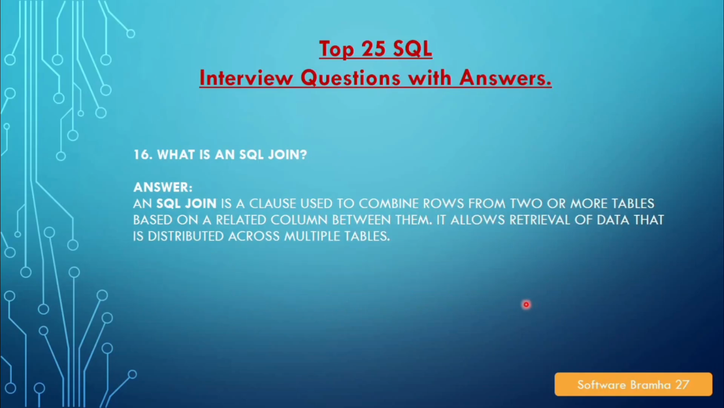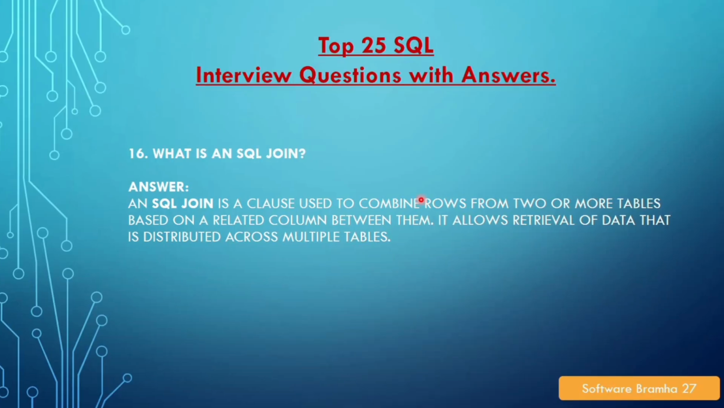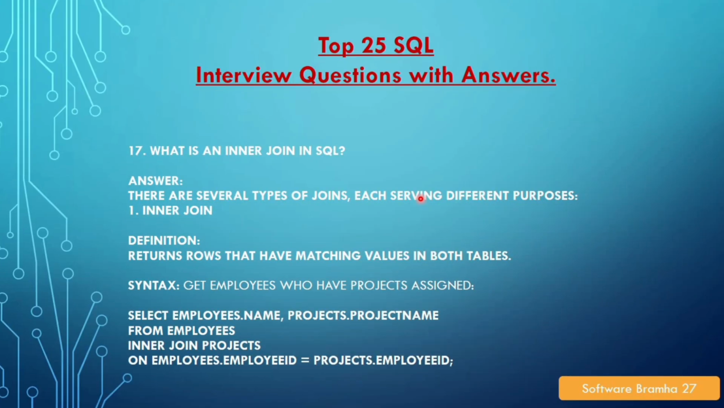Next question. What is an SQL join? An SQL join is a clause used to combine rows from two or more tables based on a related column between them. It allows retrieval of data that is distributed across multiple tables. Next question. What is an inner join in SQL? There are several types of joins, each serving different purposes.